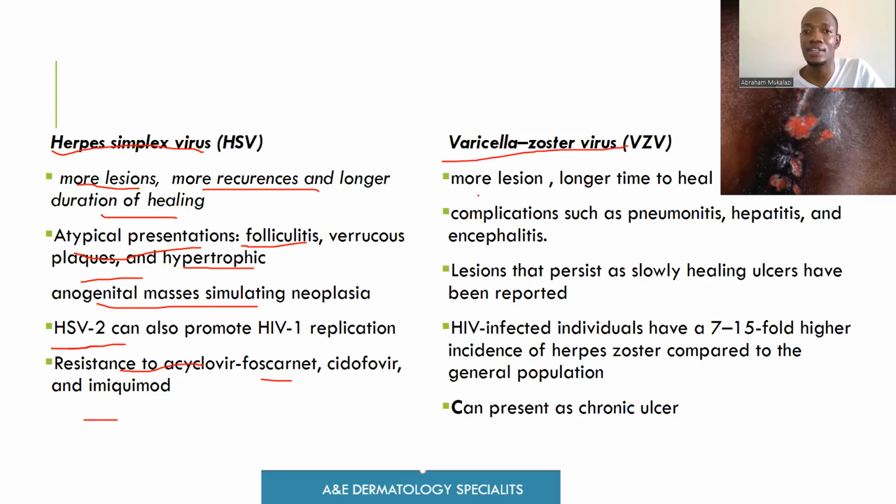Then the next condition, we call it varicella zoster. In HIV, the patient will have lesions lasting longer and more lesions, and they take long to heal. They can also present with complications like pneumonitis, hepatitis, and even encephalitis. These lesions will persist and leave you with slow healing ulcers. There's even an increased risk of getting varicella zoster, which is like 7 to 15 times higher than in normal individuals, and it can persist as chronic ulcer. As you can see in this picture, this is a patient who had chronic ulcerations around the perianal area, secondary to herpes simplex virus.